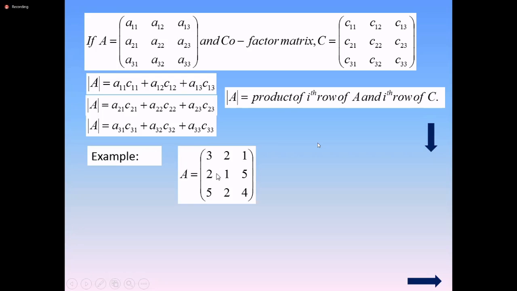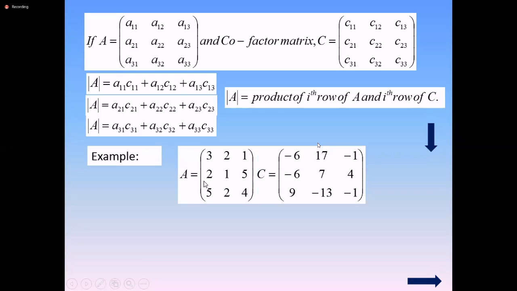For example, let's say this is the original given matrix A. Then this is the cofactor matrix. This is not the adjoint matrix, this is the cofactor matrix. Then this is how to calculate the determinant value of this matrix. There is a shortcut method to calculate the determinant value if you know the cofactor matrix as well as the given matrix. Then I will explain how we can calculate it.